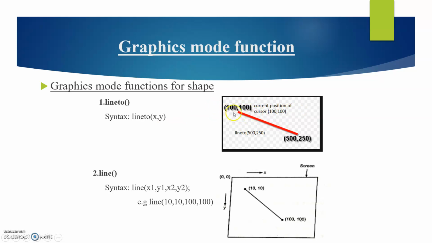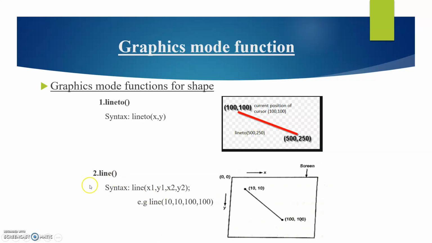Suppose your cursor is here and you want to draw a line to this position, 500, 250. These are the coordinates of the pixel. If you want to draw a line from the current position of the pixel from here to here, then you have to use the lineto function. lineto(x coordinate, y coordinate of the pixel), that is lineto(500, 250).